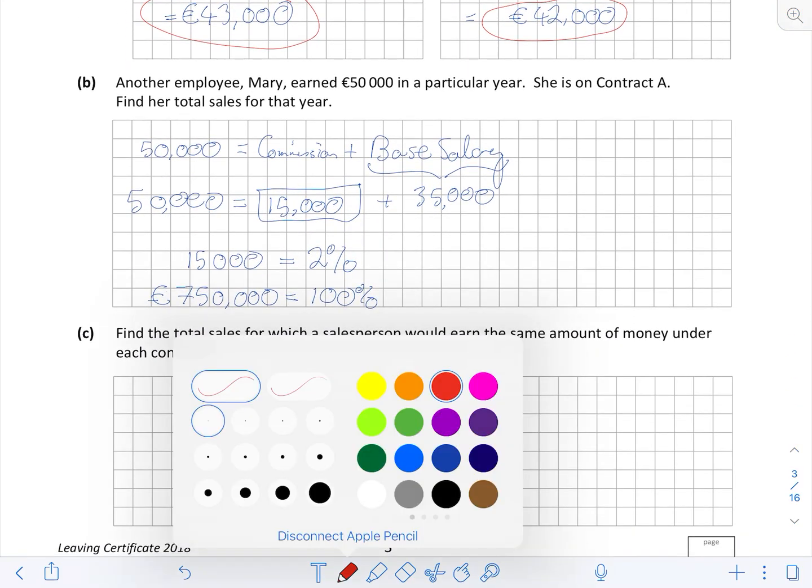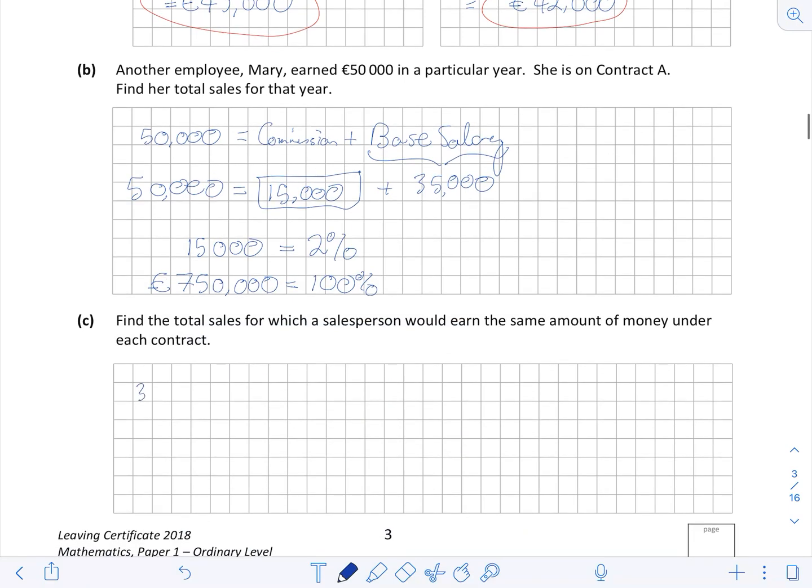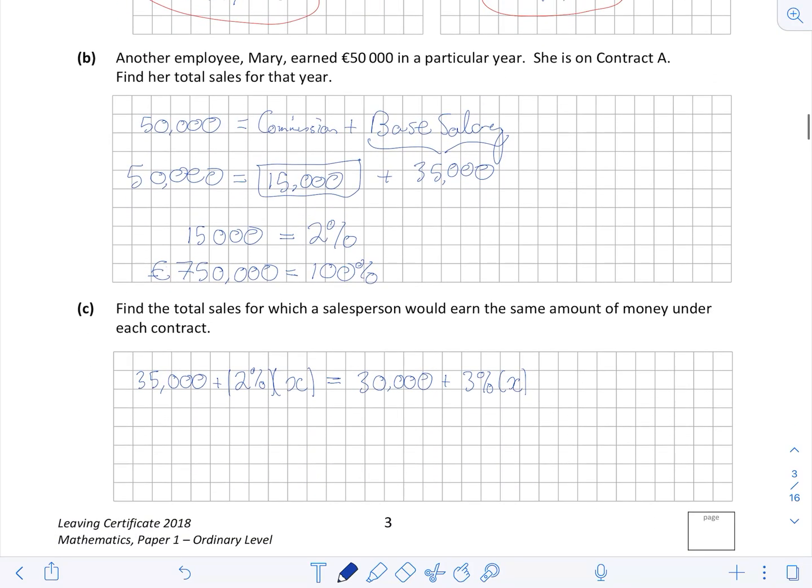So it's 35,000 plus 2% times x. That should equal 30,000 plus 3% of x. Yeah? Okay. That seems to make sense.